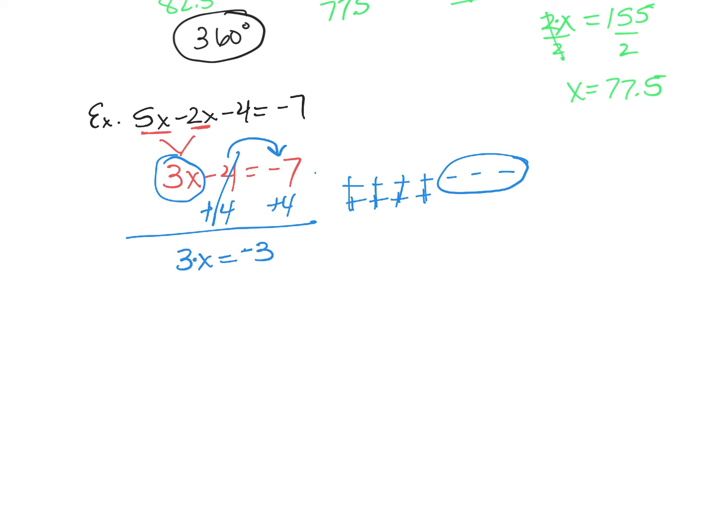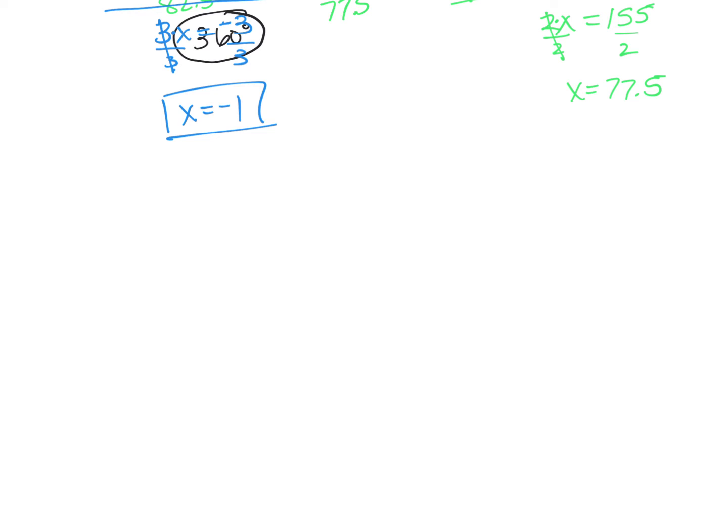Then this is 3 times x. So the inverse of multiplication is to divide. Anything divided by itself is 1. So we get x equals negative 1. Okay, next one. Let's say we have 9x minus 5 minus 4x equals negative 5.